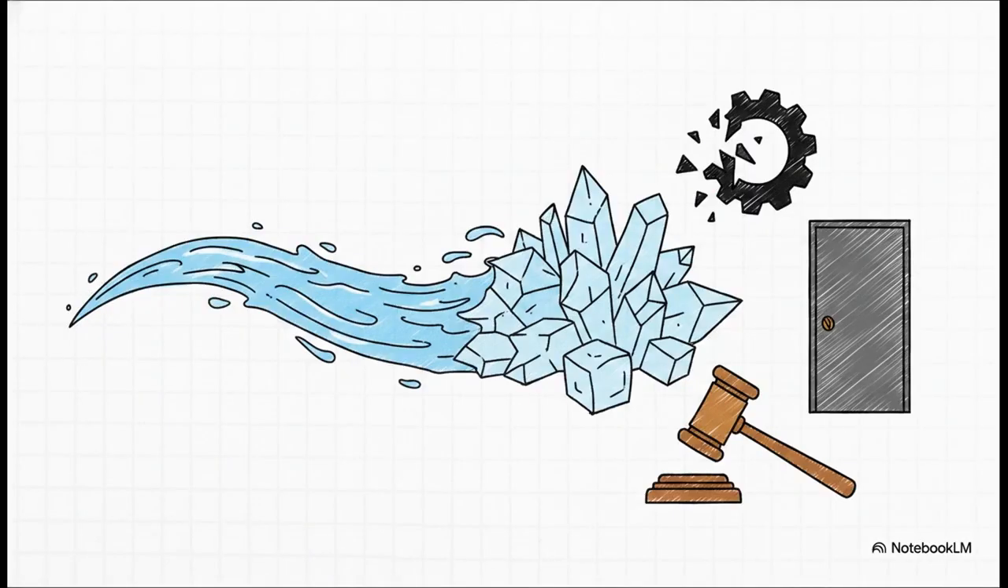But what happens when things go wrong? Well, that floating charge crystallizes, and that just means it becomes a fixed charge. Students constantly confuse crystallization, so let's create a visual association right now to lock this in. Imagine the floating charge is flowing water. Crystallization is the exact, precise moment that water freezes into solid ice because the company did something wrong.